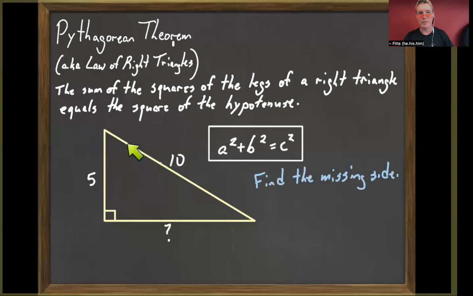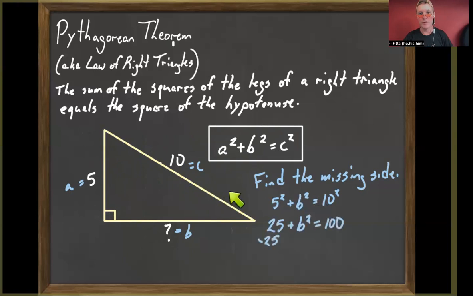Find the missing side. So A squared plus B squared equals C squared. Well, this is going to be my A, this is my B, and this is my C. Okay, let's just plug everything into the theorem. So this is going to be 5 squared plus B squared equals 10 squared. 5 squared is 25. B squared is B squared. 10 squared is 100.